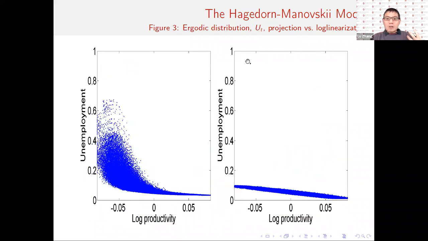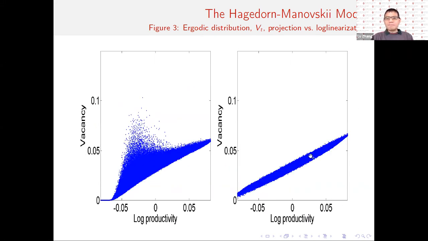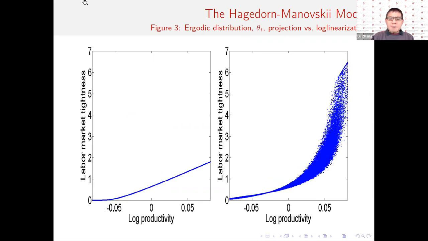Okay, so the ergodic distribution. The distribution on the left panel is from 1 million weeks of the model's stationary distribution. You can clearly see that unemployment rates go way up when times are bad, whereas if you use log-linearization, you miss all that. This is vacancy. Vacancies can get quite nonlinear as well, whereas with log-linearization, you would downplay that.